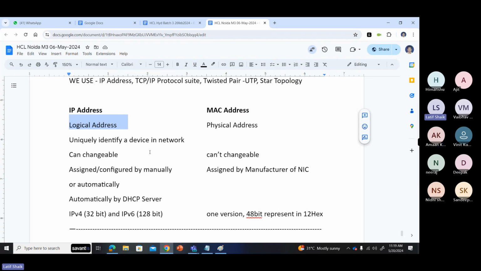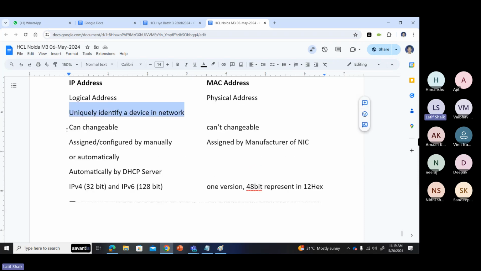Okay. So an IP address is a logical address that uniquely identifies a device. Of course, it can be changed, and it can be assigned automatically, or we can do it manually also. Automatically means by a DHCP server.